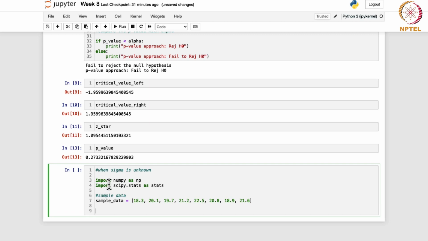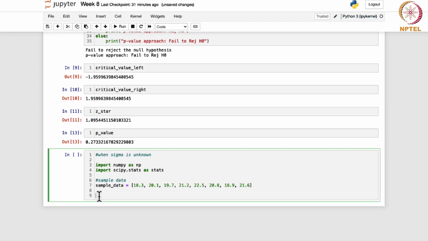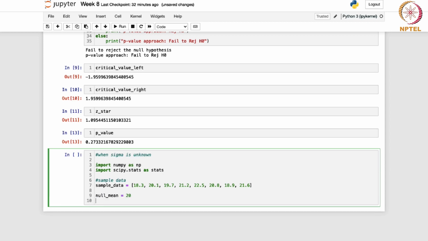Now what we will do is set up the hypothesis for this. So let us consider that your null mean in this case, that is your hypothesized value, is 20 and the alpha given to you is 0.05. Okay.